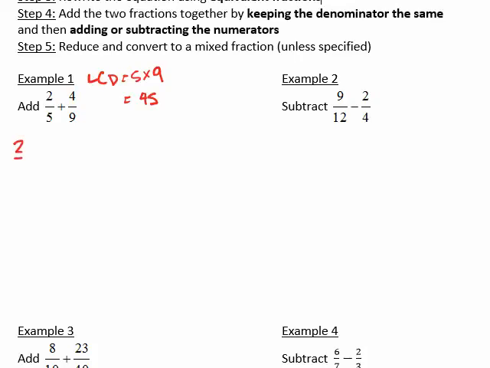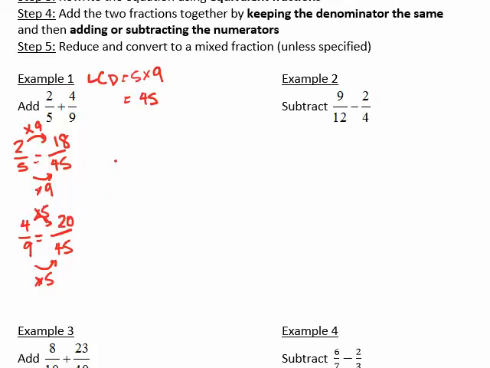So let's change 2/5 over into something with a common denominator of 45. And the way we do this is that we multiply the denominator by 9. That means we multiply the numerator by 9. So 2 times 9 is 18. Likewise, I do the same for 4/9, and I need a common denominator of 45. So in this case, I need to multiply my denominator by 5, which means I have to multiply my numerator also by 5. And 4 times 5 equals 20.